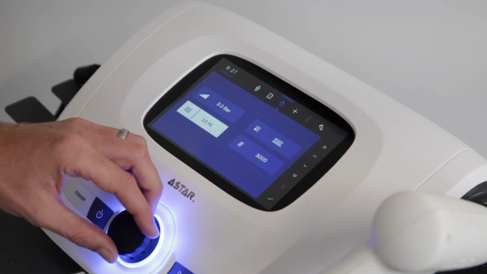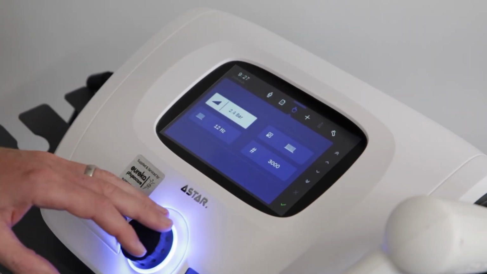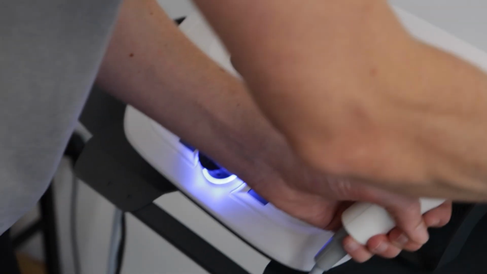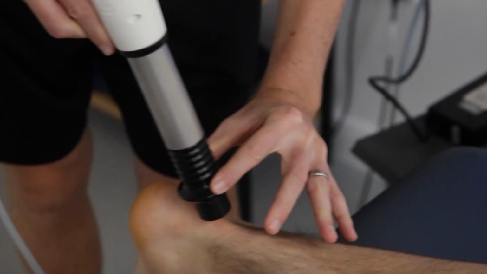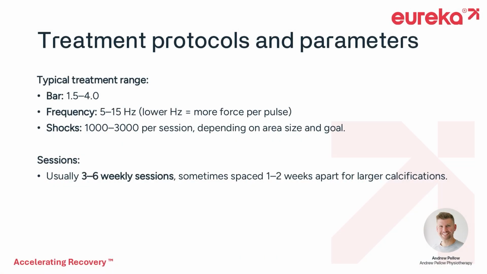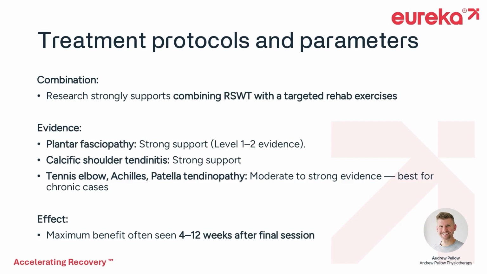The treatment parameters can be manually selected, or many radial shockwave therapy devices have preset condition-specific parameters which the clinician can choose to use. Sessions, usually 3 to 6 weekly sessions, sometimes spaced 1 to 2 weeks apart for larger calcifications. Combination. Research strongly supports combining radial shockwave therapy with a targeted exercise program, especially for tendinopathies, such as eccentric exercises for Achilles or patellar tendinopathy.